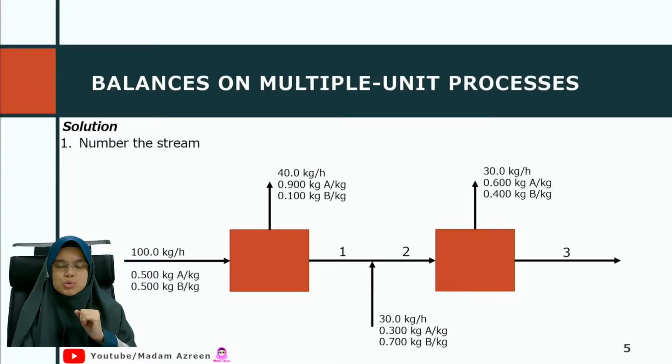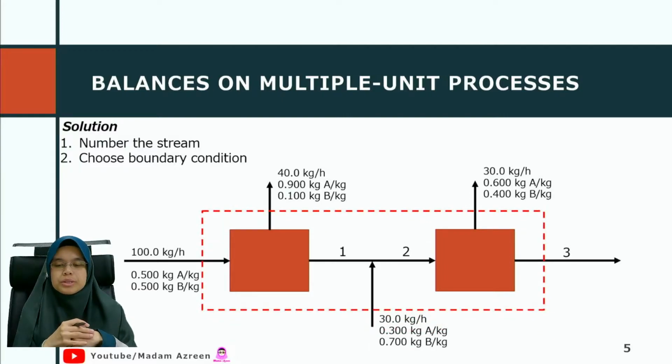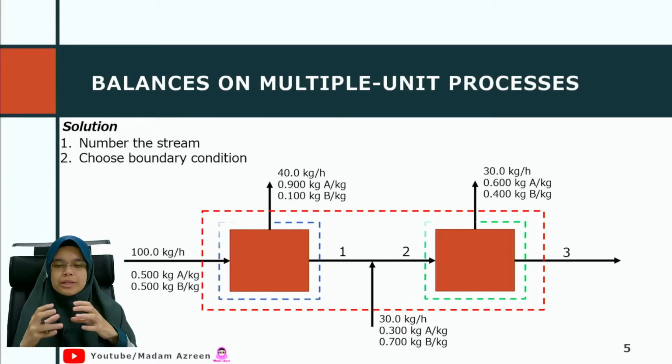Then you have to choose your boundary condition. The first boundary condition could be the overall boundary condition, which covers the whole two units, the outer part, as you can see in red. The second could be a boundary at a single unit. At each of the units you also consider a boundary condition.